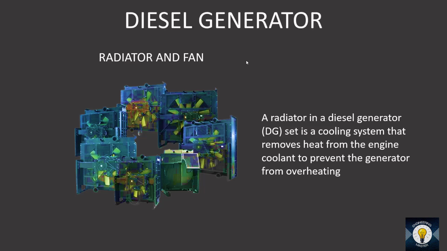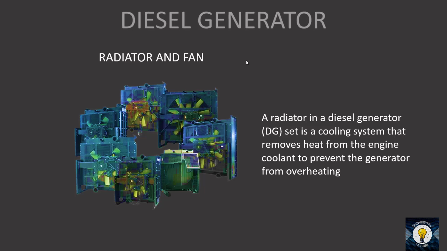For the generator, we need a radiator and fan. You may have seen this. So the function of radiator and fan is to remove the heat from the engine coolant and prevent the engine from overheating. Because the combustion happens in the combustion chamber, there will be heat produced. The engine coolant is used to remove the heat from the engine. The function of radiator and fan is to remove the heat from the coolant.